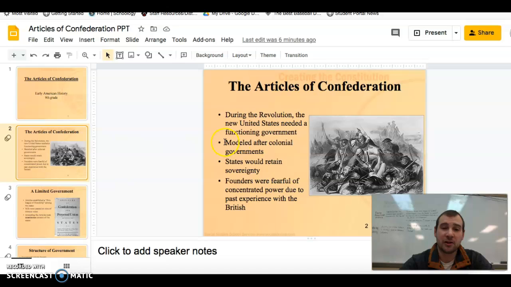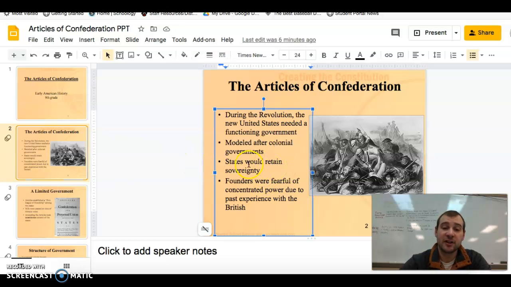So they kind of just modeled it after colonial governments, which work pretty good on a small scale, but don't really work so well on a large scale, such as trying to run an entire nation, a little bit harder than trying to run the colony of New Jersey, which would be tiny. All right. States would retain their sovereignty, so each state would still have their individual freedoms, very similar to what we have today. And founders were fearful of contrary power due to the past experience of Britain.